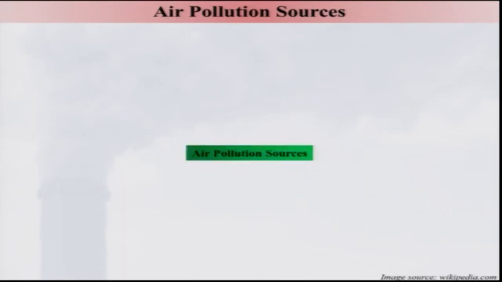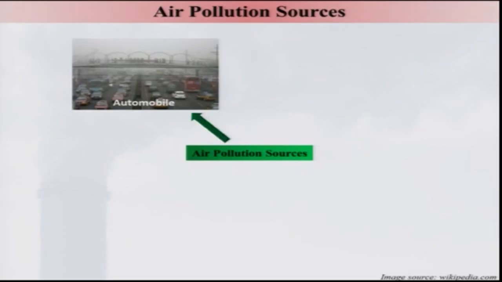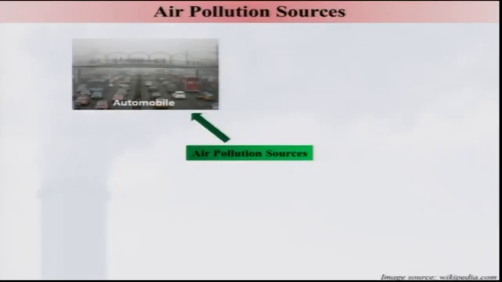So, air pollution sources, as I told earlier: we are using automobiles for our transportation. Now, the cities are studded with cars, buses and several motorcycles. As a result, it is causing a lot of pollution. You can see in this figure that it is daytime, but the smoke makes it very difficult to see the cars, and the visibility is quite poor in this picture. Automobiles are really causing a lot of havoc.